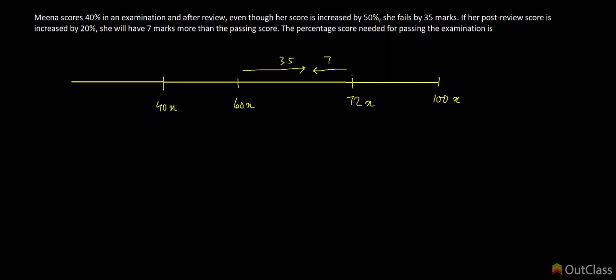So 72x is 7 marks more than the required pass percentage, and 60x is 35 less. That's in the ratio 5:1. So you just need to split 60 to 72 in the ratio 5:1, and you will get 70x here. That's basically 70%, and that's your answer.